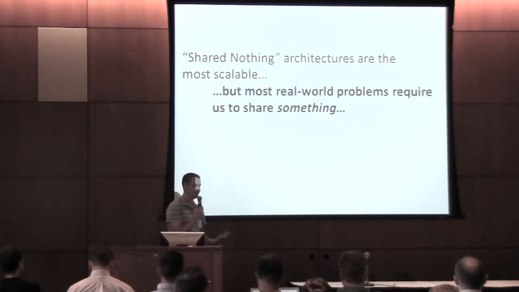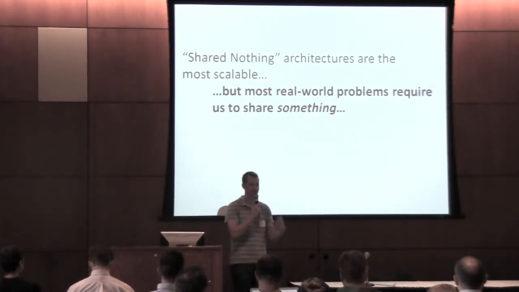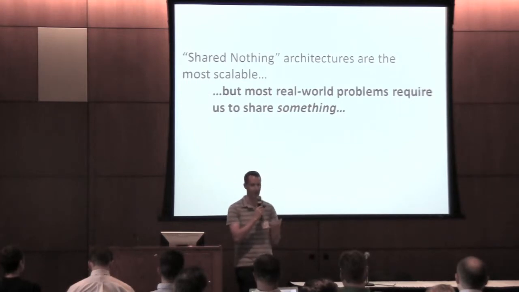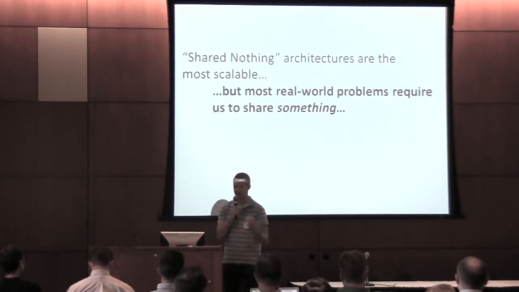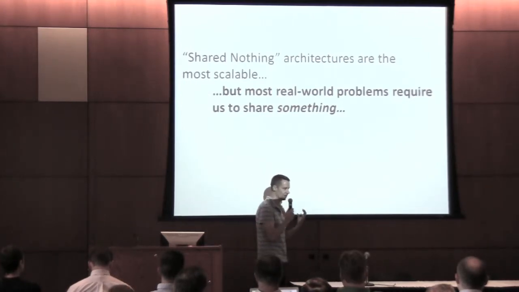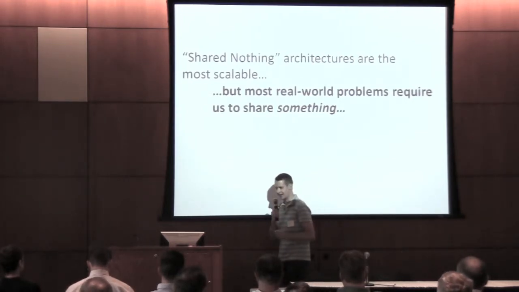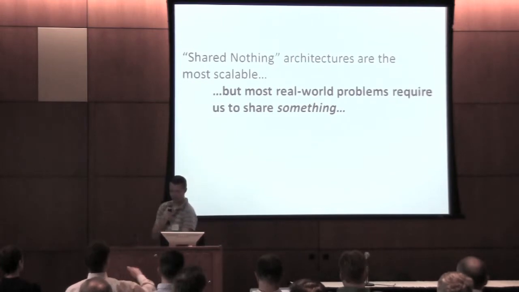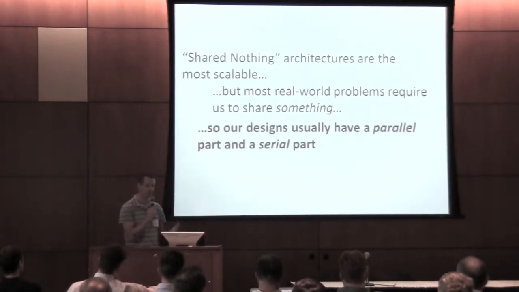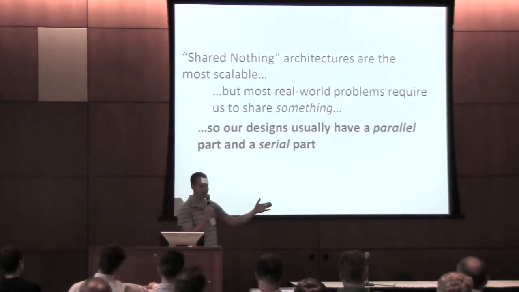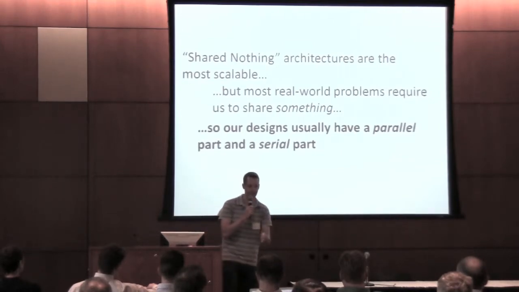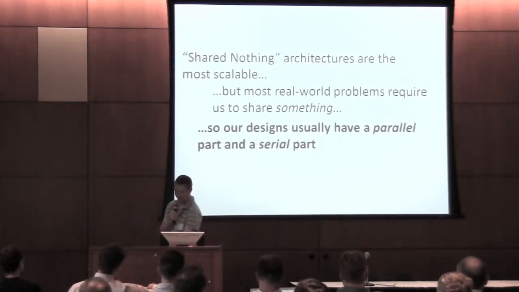But it turns out that for most real-world problems, you have to share something. I can't just process a whole bunch of different things independently and never bring them together or coordinate or join them in some way. So usually, shared nothing architectures are great, but they're not sufficient to solve all the problems that we want to tackle. So most of our designs have both a parallel part when we want to scale, and a serial part. So how can we think about attacking this problem?